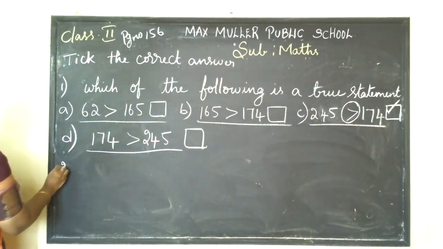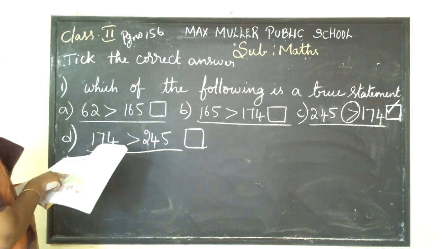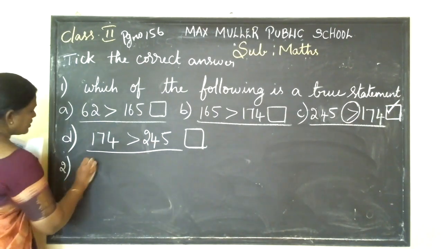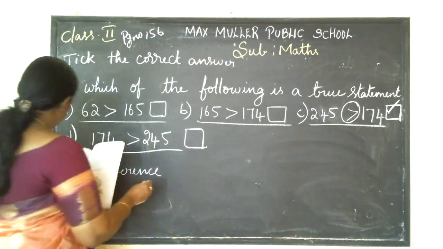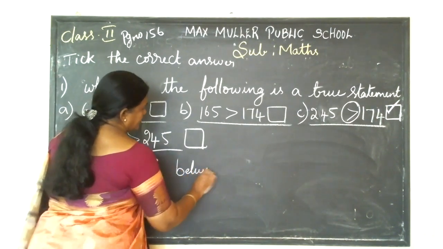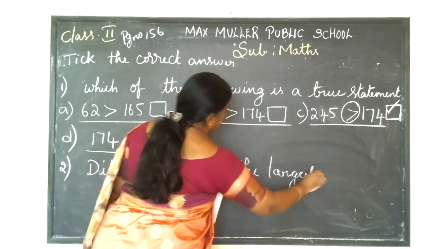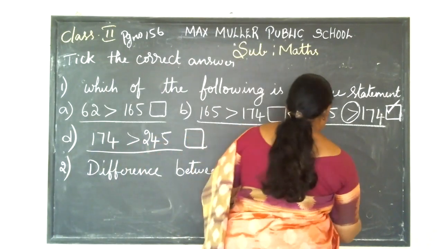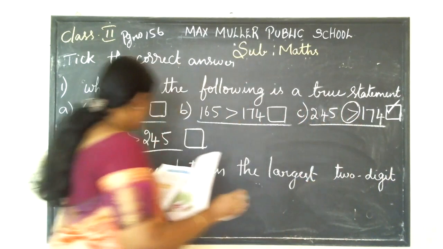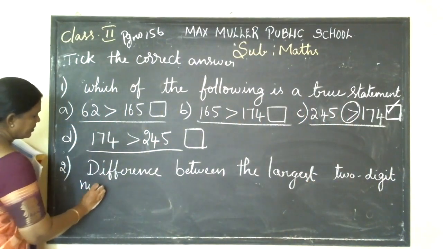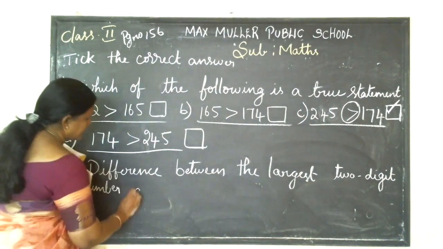Second one. Difference between the largest 2-digit number and the smallest 2-digit number.